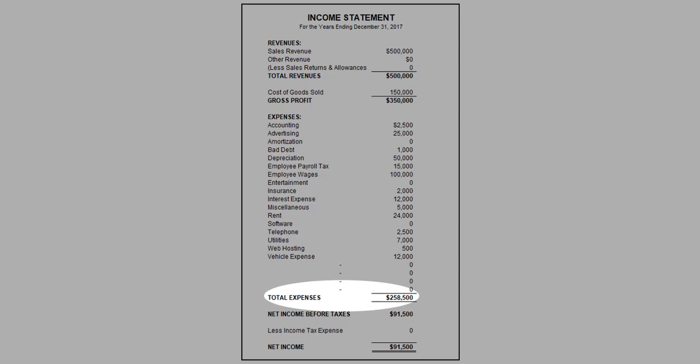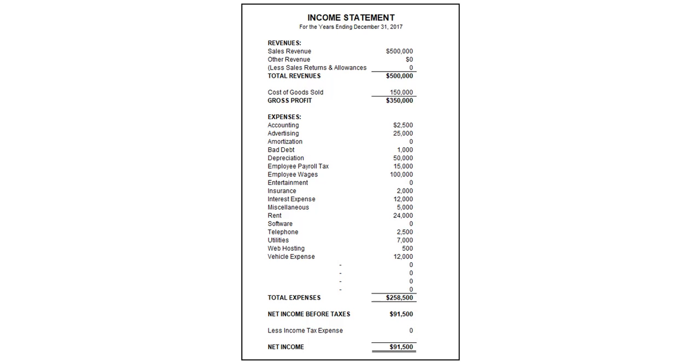Adding up all of those fixed costs or operating expenses gets you to $258,500, and if you subtract that from the gross profit of $350,000, you get to a net income before taxes and after taxes of $91,500. This net income of $91,500 is what's referred to as the bottom line.